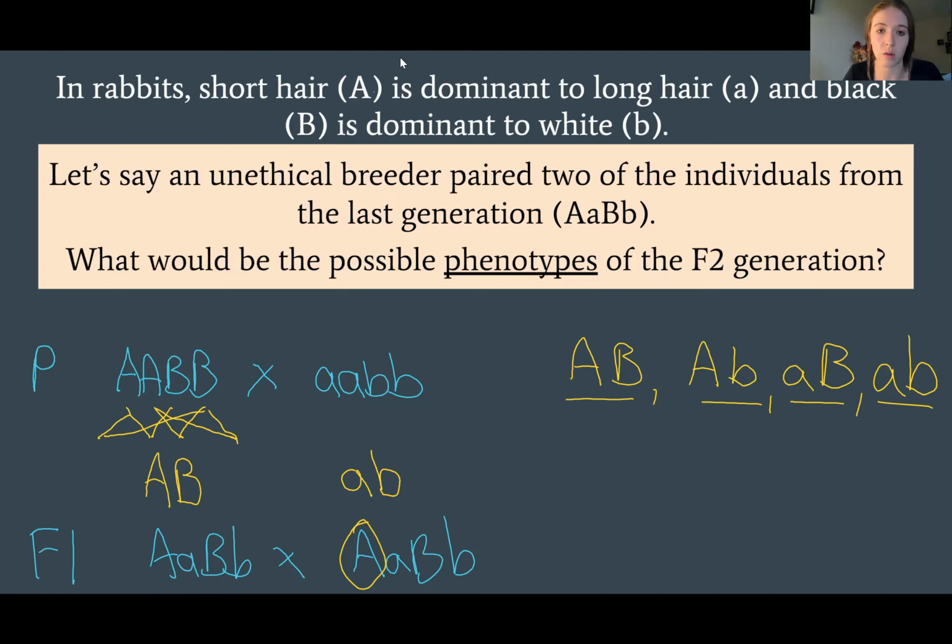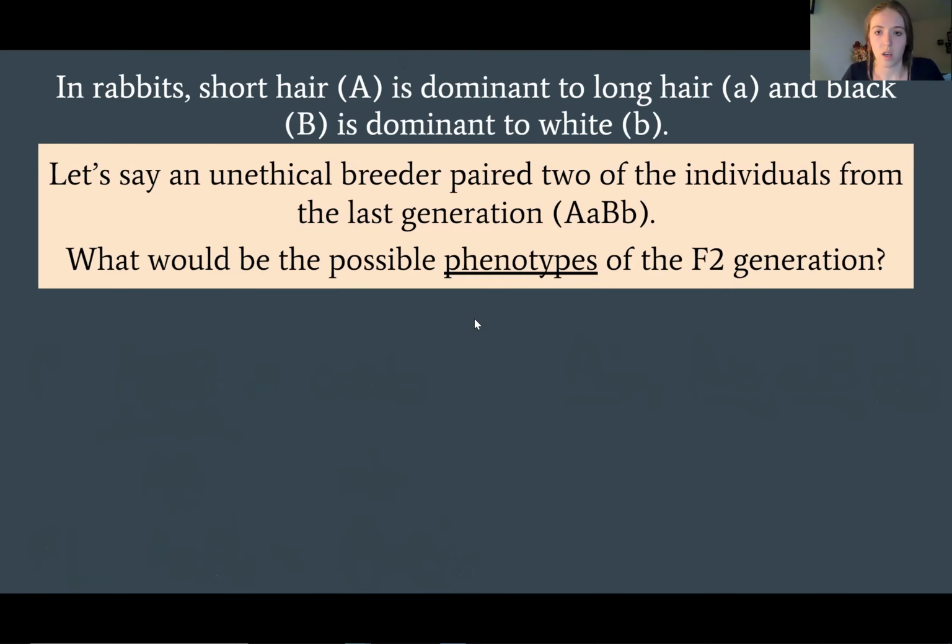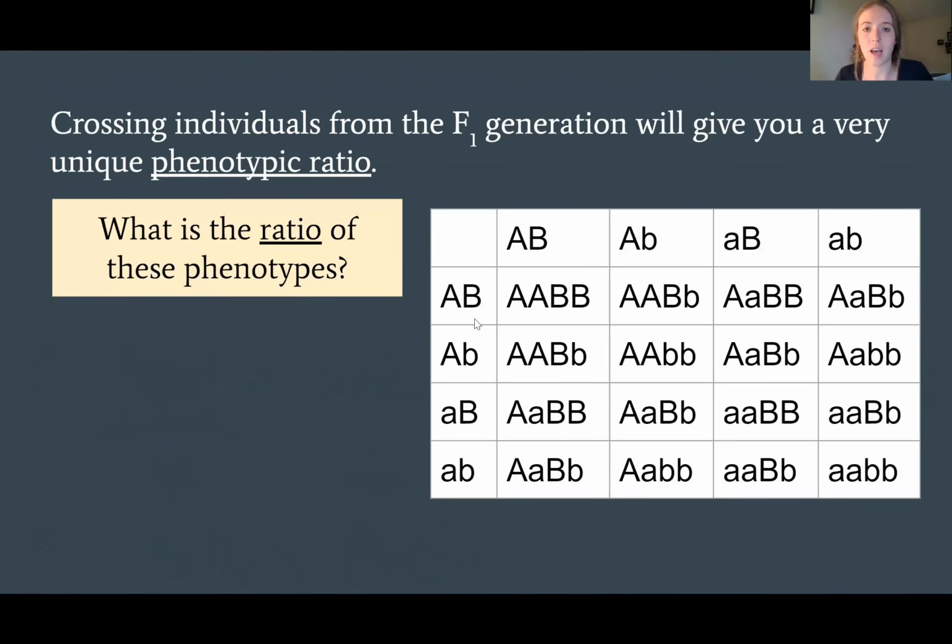I'm going to go ahead and erase my screen. And there is our possible F1. That actually should say, yeah, that's an F1 generation. And this, what I'm showing you here, this whole 16 box Punnett square, that's going to be the F2 generation, right?